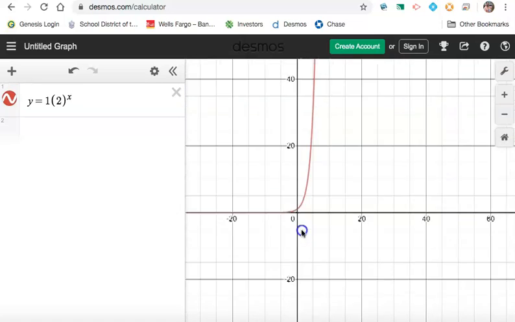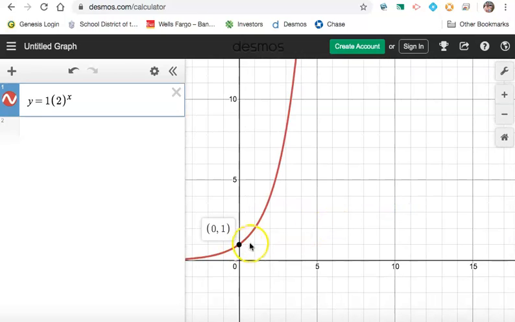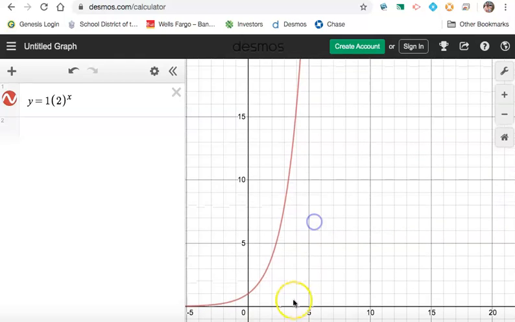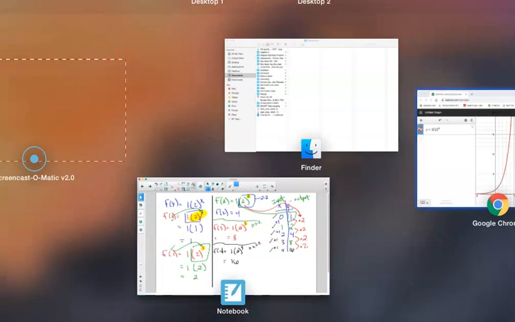So here's my graph, right? If we look at this individually, here's 0, 1. If I go to 1, I get 1 comma 2. If I show this, I do 2 comma 4, and I can keep going. 3 comma 8. If I zoom in a little bit, I can go to 4 comma 16. And this, if we go back to our table here, are we good? So we got 0 comma 1, 1 comma 2, 2 comma 4, 3 comma 8, 4 comma 16, right? Just verifying here with our table.